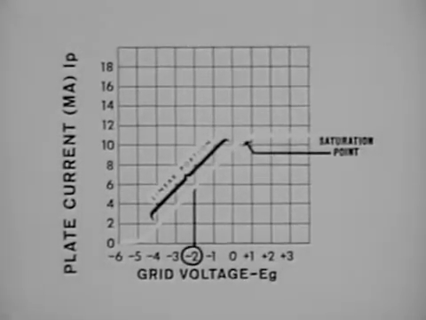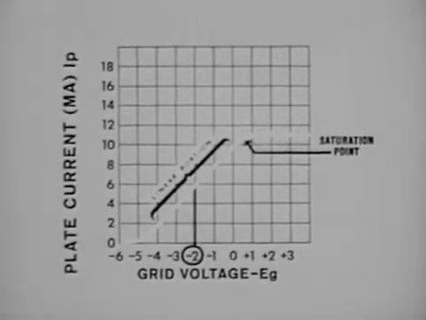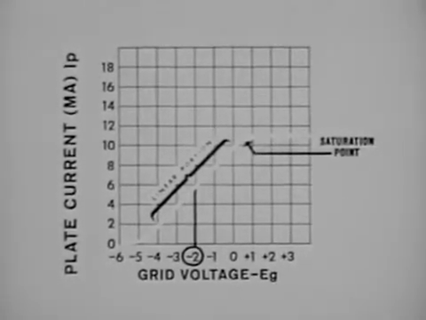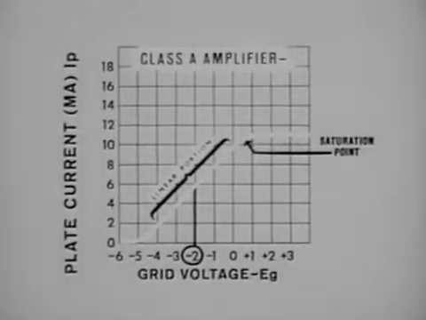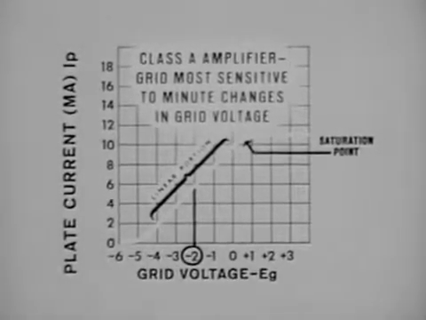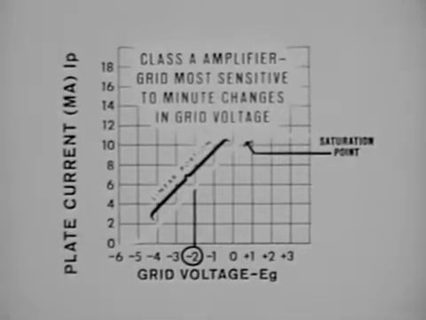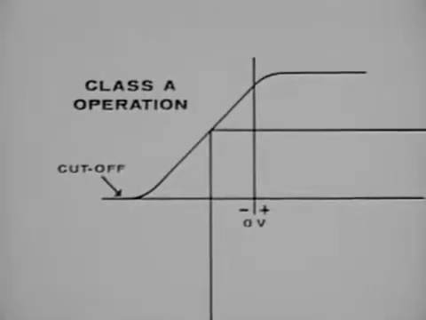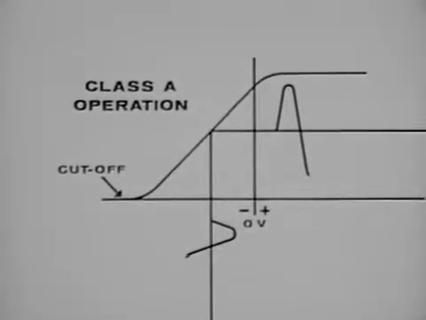If we apply the amount of bias which allows current to flow only within the linear portion, we are operating the tube as a linear amplifier, or as it is called, a Class A amplifier. In this type, the grid is most sensitive to a minute change in grid voltage. When operating a tube as a Class A amplifier, make sure that the signal voltage, shown here as the lower waveform, does not drive the tube beyond the limits of the linear portion of the curve. This will avoid distortion.